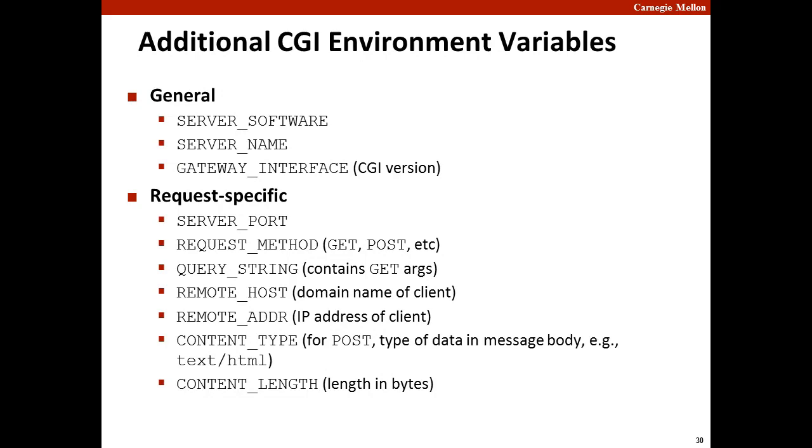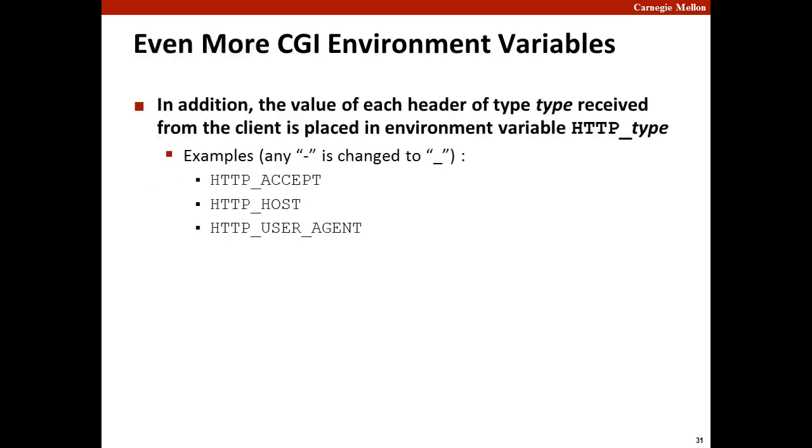There are a whole bunch of other environment variables that the server offers to the CGI program if it wants them: the server software, the server name, the version of the CGI protocol, the port number, the request method, whether it's GET or POST, the query string, the remote host, the remote address, the content type, the content length. There are a bunch more.